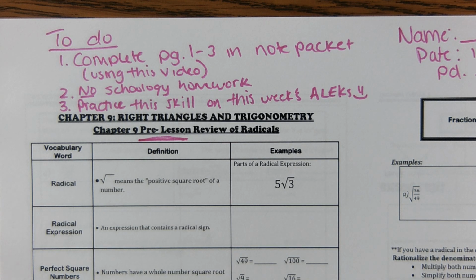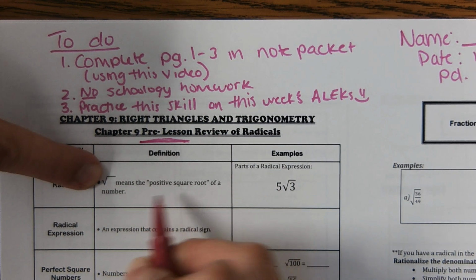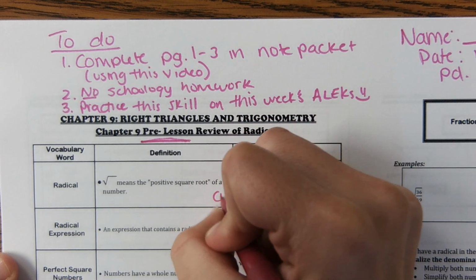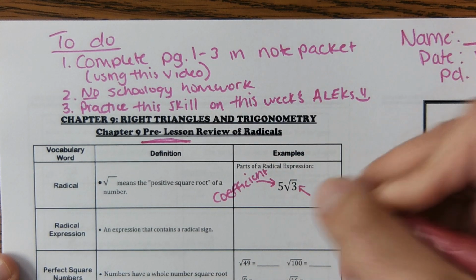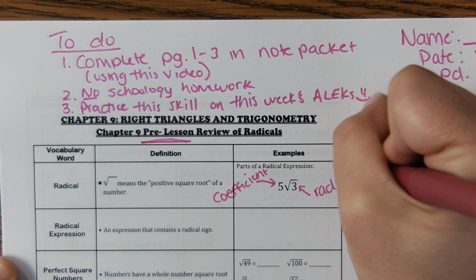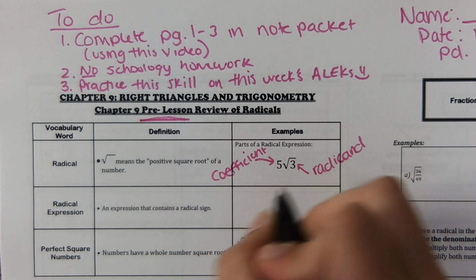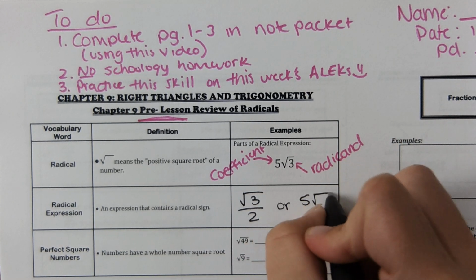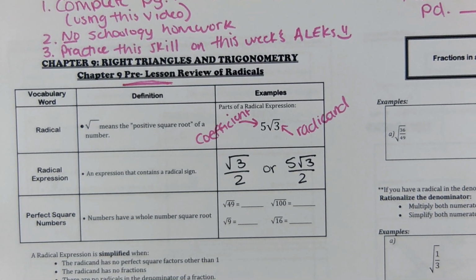So starting with the first vocabulary word, radical refers to this symbol right here, and means the positive square root of a number. The parts of a radical expression: this number out here is the coefficient, so just write that down on your paper. And then the number inside the radical is the radicand. A radical expression is an expression that contains a radical sign. So we might have something like the square root of 3 over 2, or maybe 5 times the square root of 3 over 2. This would be a radical expression. It's an expression with a radical in it.